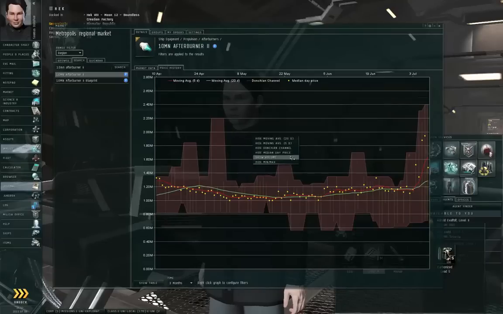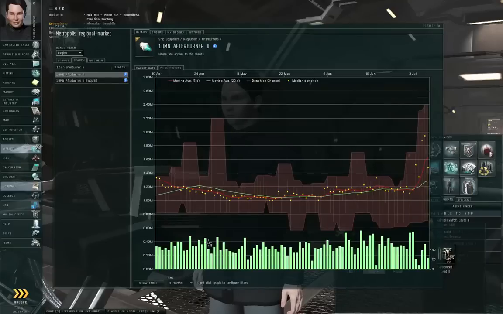Finally, if you right-click and you show volume, that shows you how many units of that item were sold on that day. So as you can see, in Metropolis, for Tech 2 10 Megawatt Afterburners, you can expect maybe 40 of those to sell throughout the region on any given day.